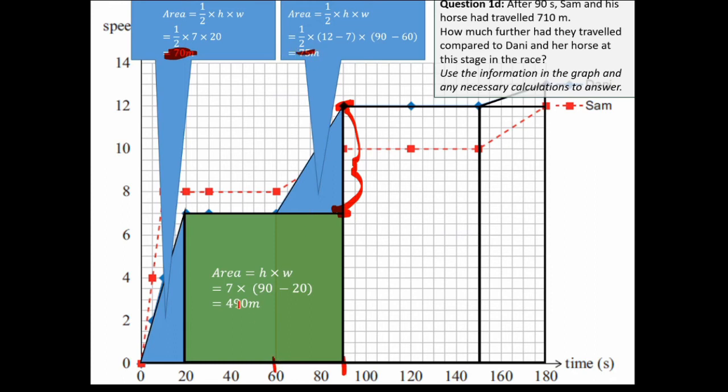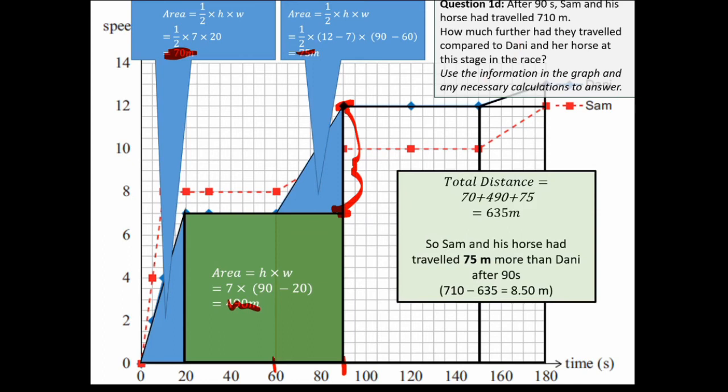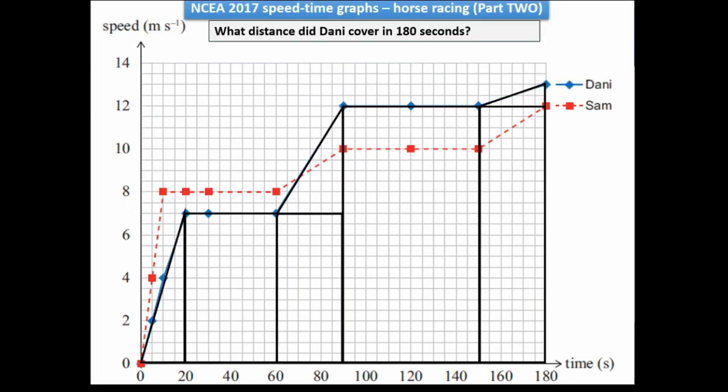So then you take 75, 490 plus 70, and the question was, how much further had they traveled in comparison to Danny? So then you add those three numbers together, you subtract Danny's and Sam's from each other to say who went the furthest. So the total distance was 635 travelled by Danny. So Sam and his horse had travelled 75 meters more than Danny after 90 seconds. Don't get caught out by not doing this last part. That is very important. Otherwise you won't get your E.